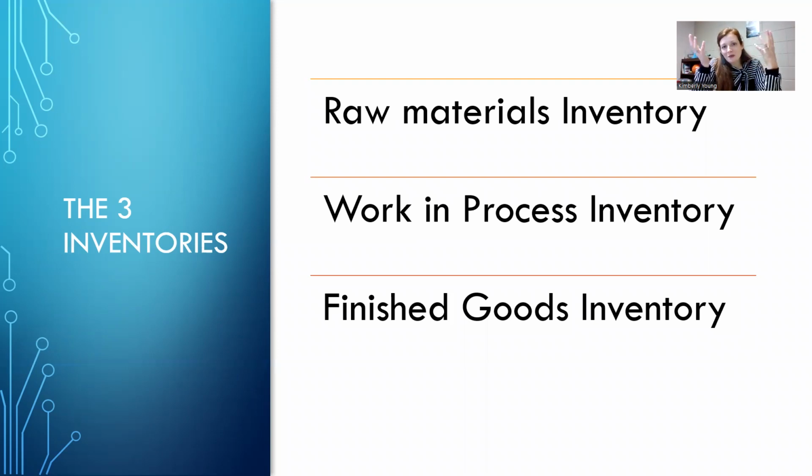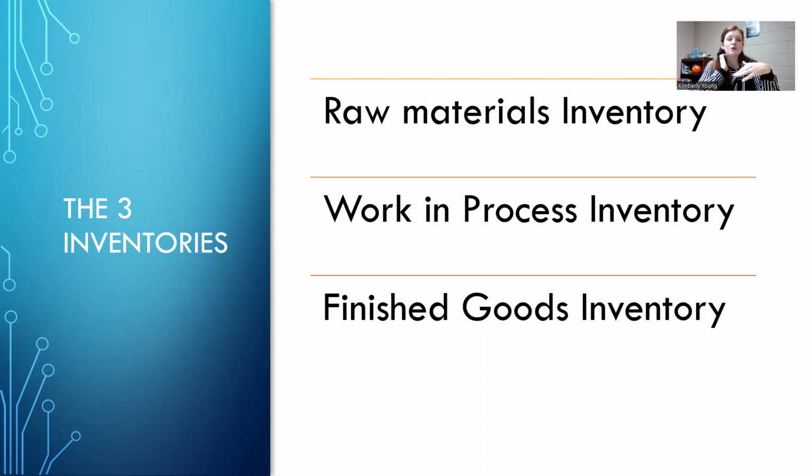Finished goods inventory is the bicycles that we have complete. We have them sitting there ready to sell. We can put them on our showroom floor. We can list them on eBay or Amazon or whatever our website is. Those are finished and ready to go.